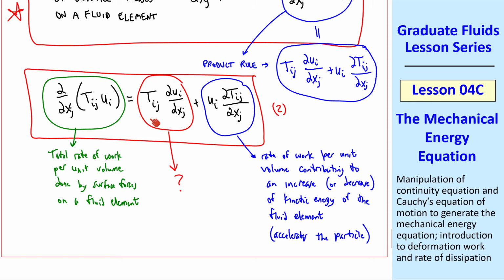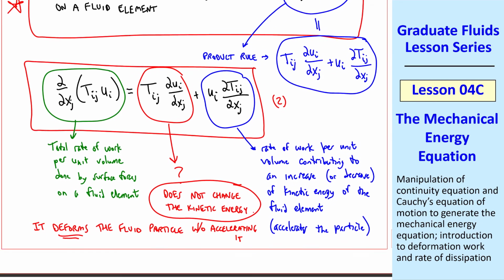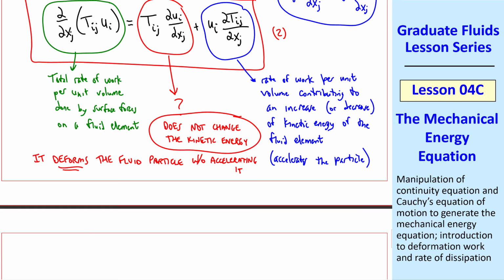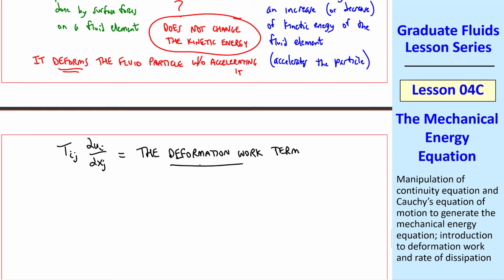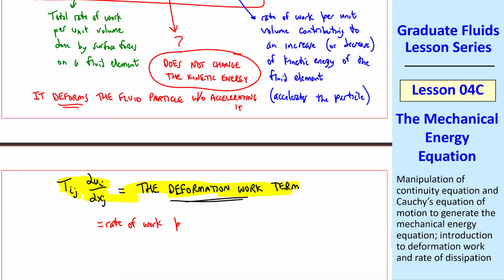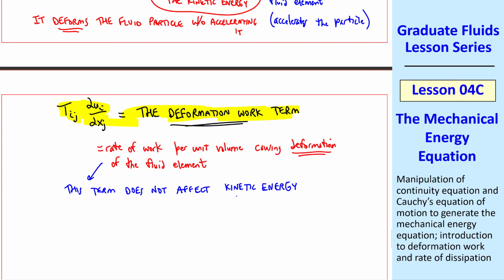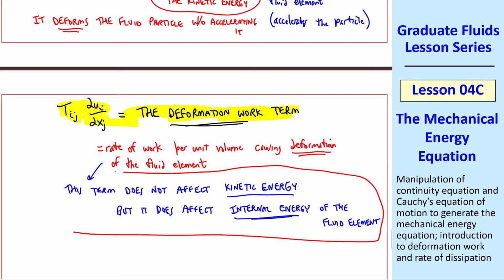What does it do then? Well, we have forces and velocities, so work is being done by this term, but it does not change the kinetic energy. Instead, what it does is it deforms the fluid particle without accelerating it. Therefore, we call this term tij ∂ui/∂xj the deformation work term. And being consistent with our descriptions here, it's the rate of work per unit volume causing deformation of the fluid element. Physically, this term does not affect kinetic energy, but it does affect internal energy of the fluid element. This is an important concept.